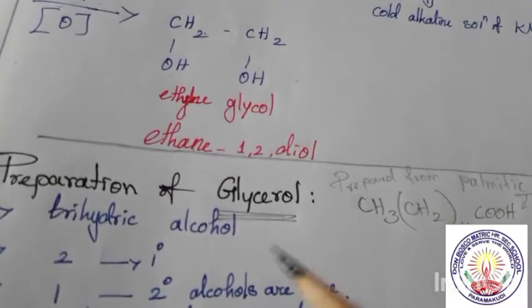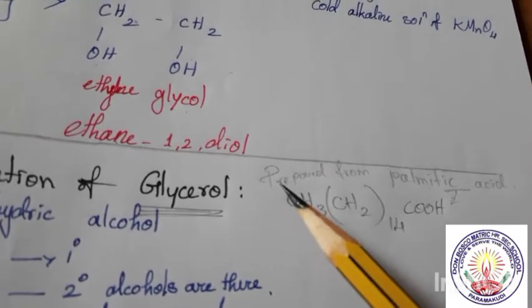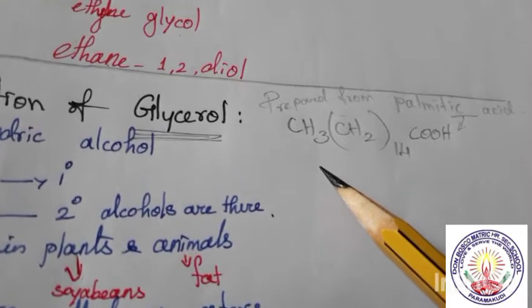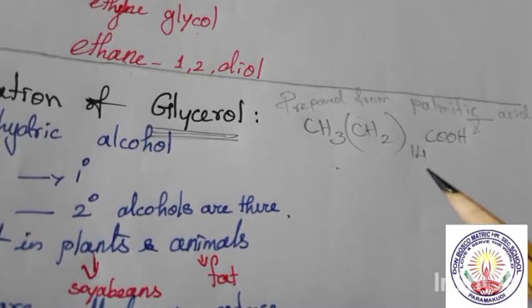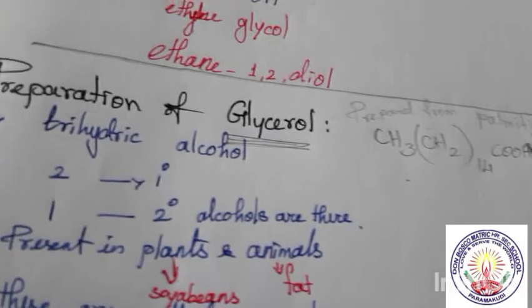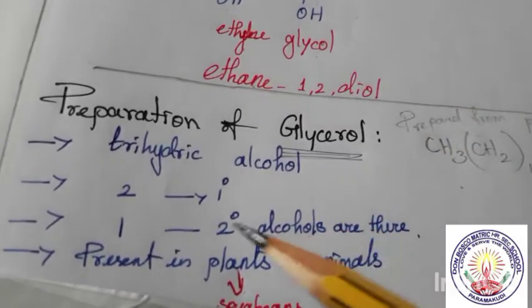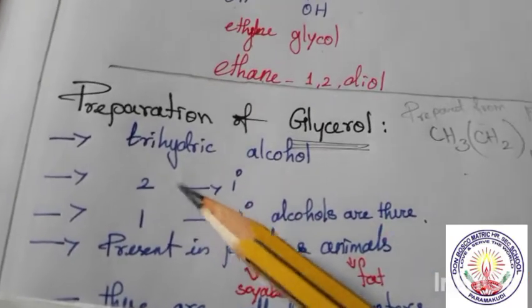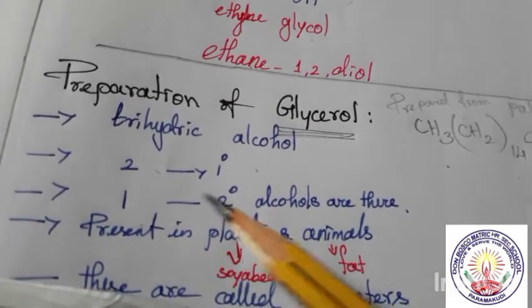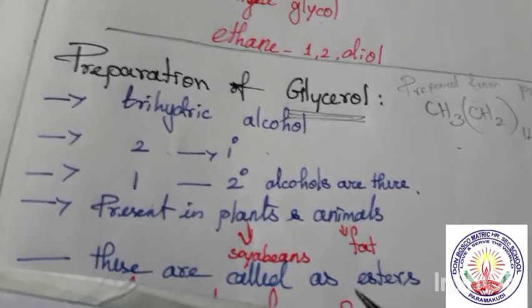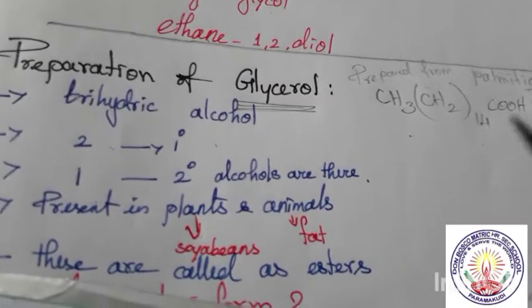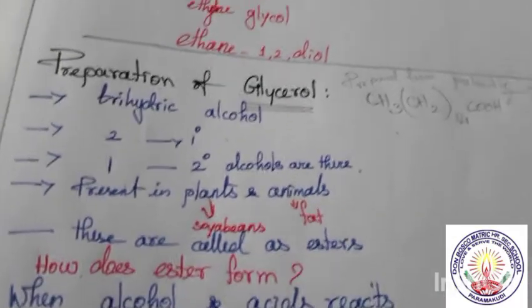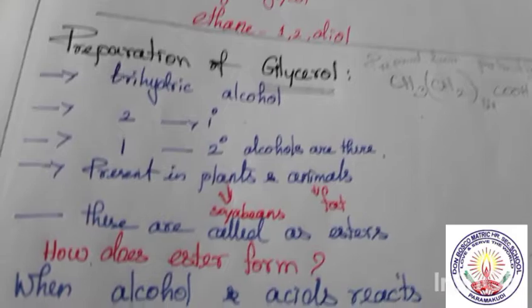Next we shall see preparation of glycerol. This glycerol is prepared from palmitic acid. The formula for palmitic acid is CH3 (CH2)14 COOH. This is a trihydric alcohol. Here 2 primary alcohols and 1 secondary alcohol are there. These are present in plants and animals, in plants like soybeans, and in animal fat. These are called esters.